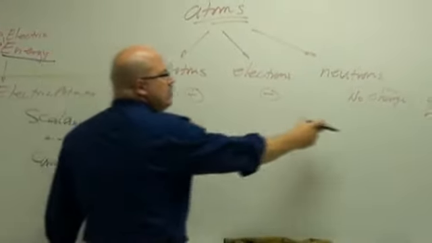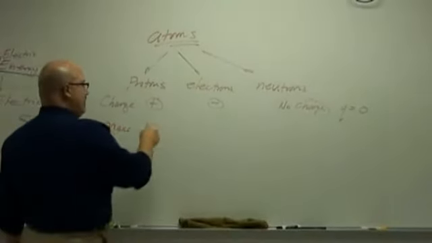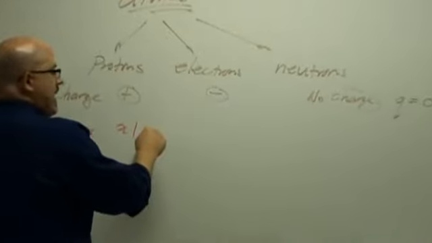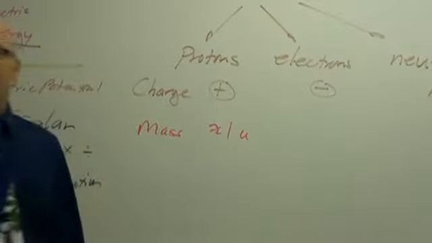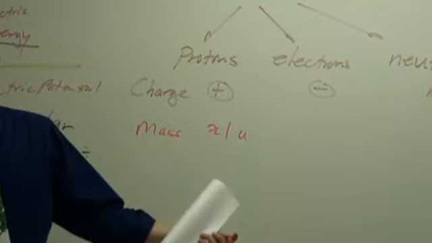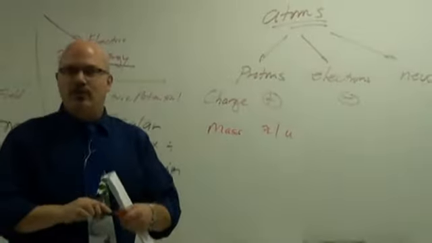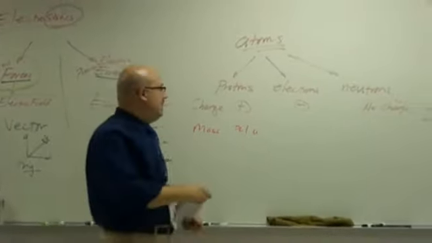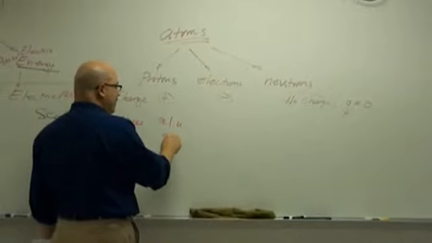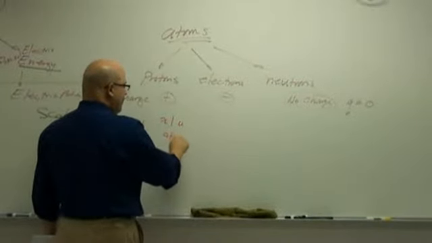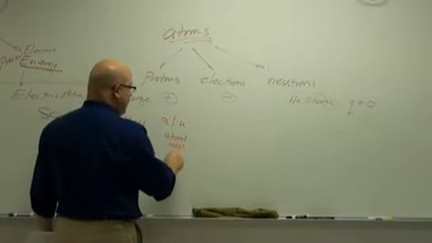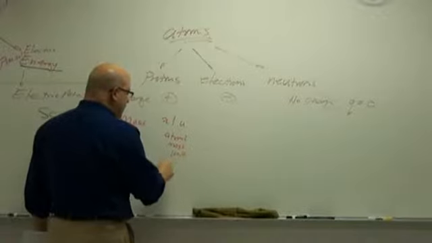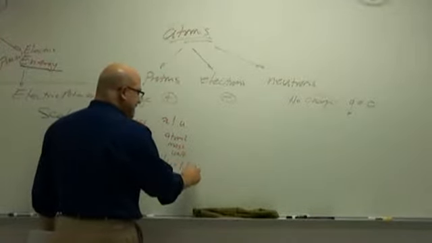AMU. Protons and neutrons are about the same. They're about 1 AMU, atomic mass unit. Now in physics, we don't like that one. They write a small u, so get used to that one. Don't ask me why, but in chemistry they write AMU, and in physics they write just u. So that's atomic mass unit. Okay, and 1 atomic mass unit is what, 1.66?